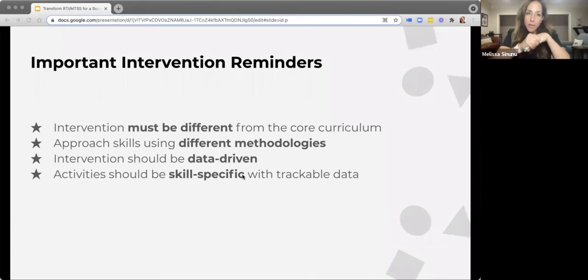So too often we encounter districts making the mistake of repeating the core curriculum at a slower pace during intervention periods. It's important to remember that studies show over and over again, interventions must be different from the core curriculum or the remediation. Truly effective interventions should target weak areas and approach the skill using a different methodology. Intervention should be driven by data.